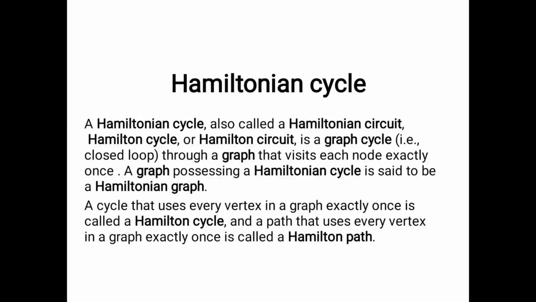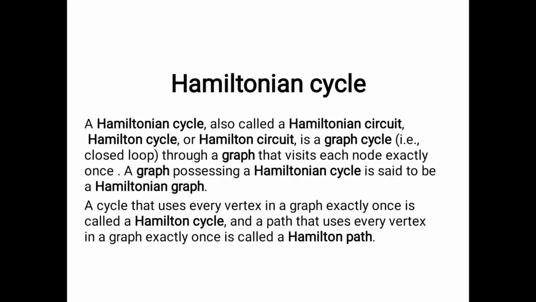A graph possessing a Hamilton cycle is said to be a Hamilton graph. Another definition for the Hamilton cycle is a cycle that uses every vertex exactly once. A path that uses every vertex in a graph exactly once is also considered. In short, a Hamilton cycle covers all the vertices of a graph exactly once and reaches the starting vertex.